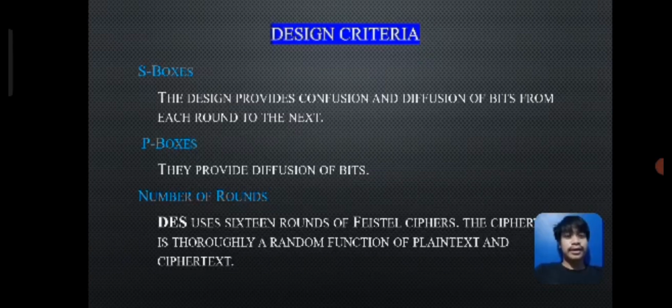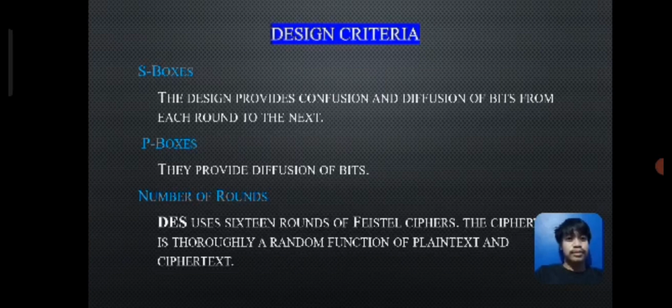Design criteria. First, the design of the S-boxes. The design provides confusion and diffusion of bits from each round to the next, and S-boxes are nonlinear transformations of a few input bits that provide confusion. Number 2, P-boxes. They provide diffusion of bits, since P-boxes simply shuffle the input bits around to provide diffusion.